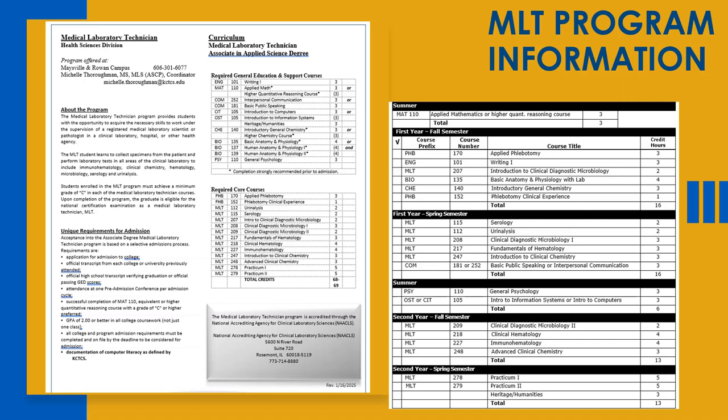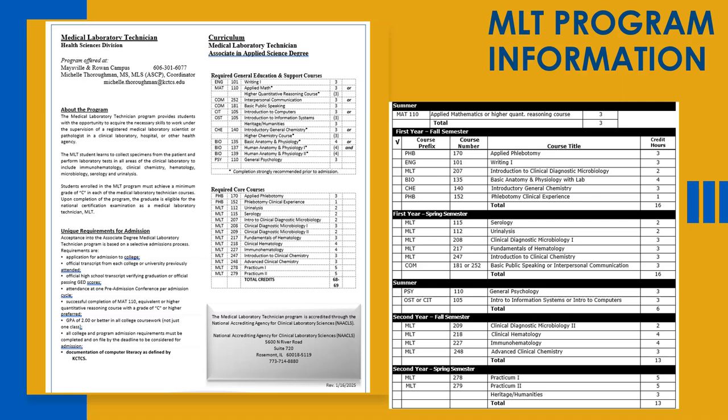In the first semester of the program, your MLT course load consists of applied phlebotomy, phlebotomy clinical experience, and introduction to clinical diagnostic microbiology. So some of those other general education courses can be completed at that time. In the second semester and third semester of the program, you have a full MLT course load. So any other general education course requirements should be completed during the summer between your first and second year.